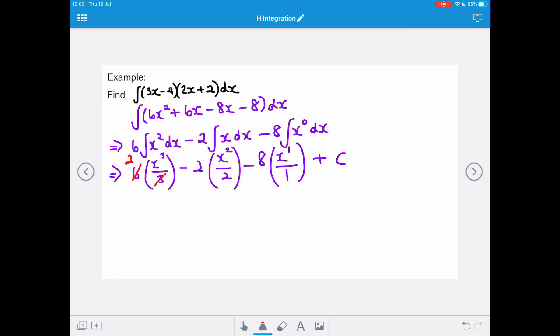Now we need to simplify our fractions so that we have our final answer in its simplest form. And then we can rewrite the integral of this function as 2x cubed minus x squared minus 8x plus c.